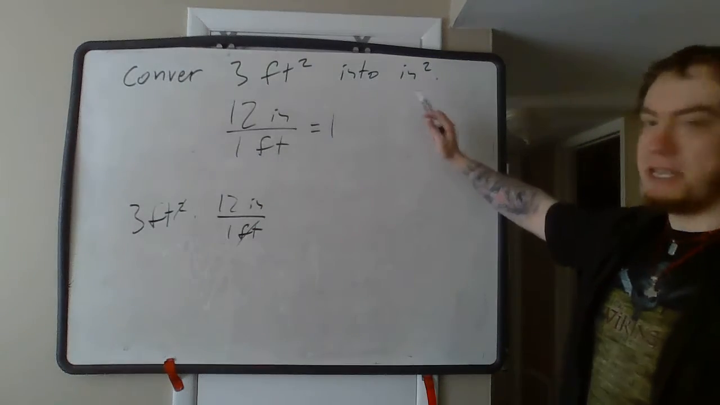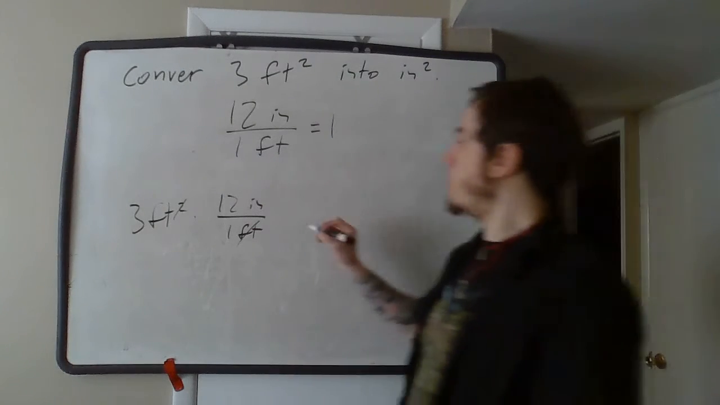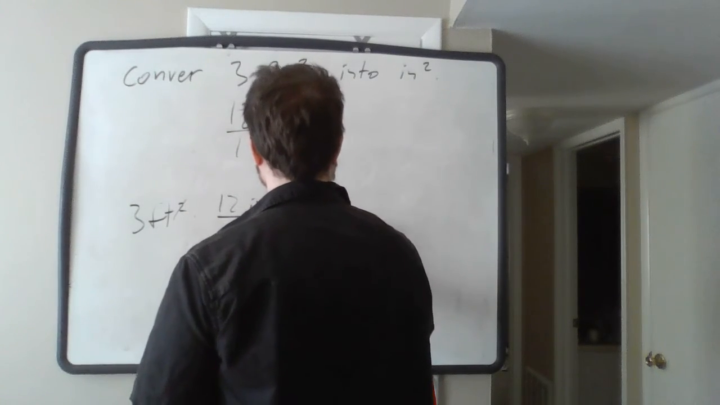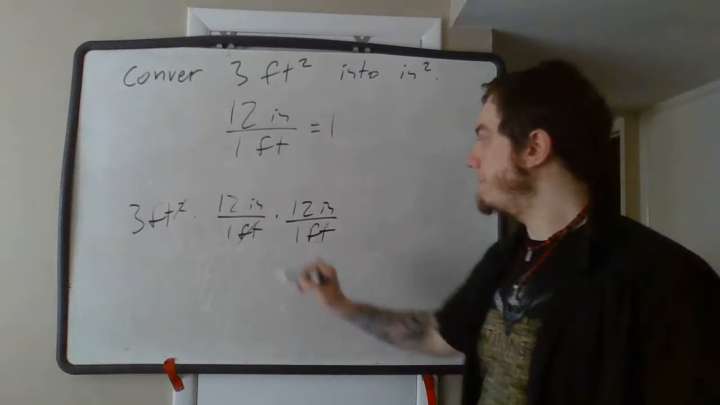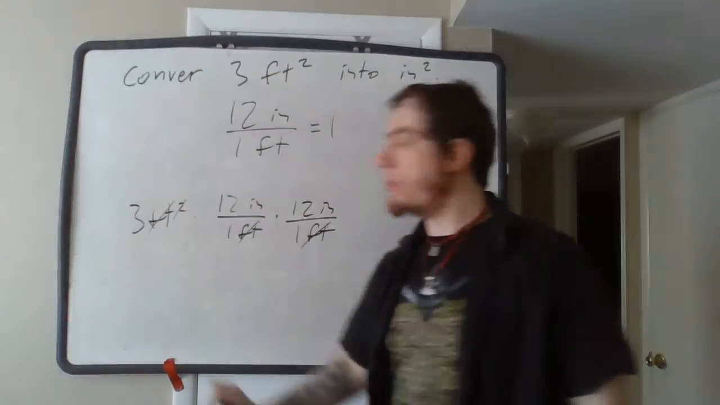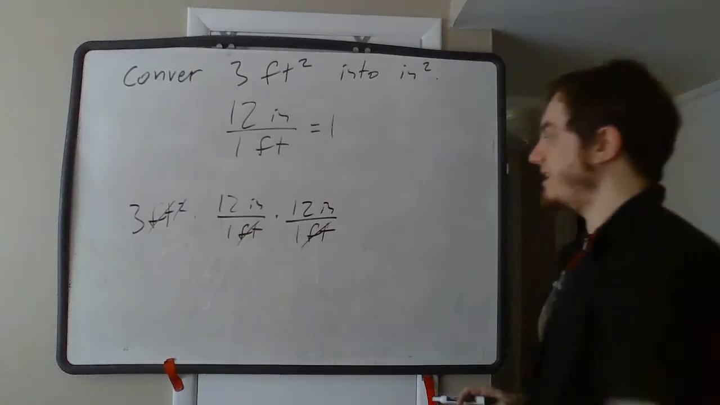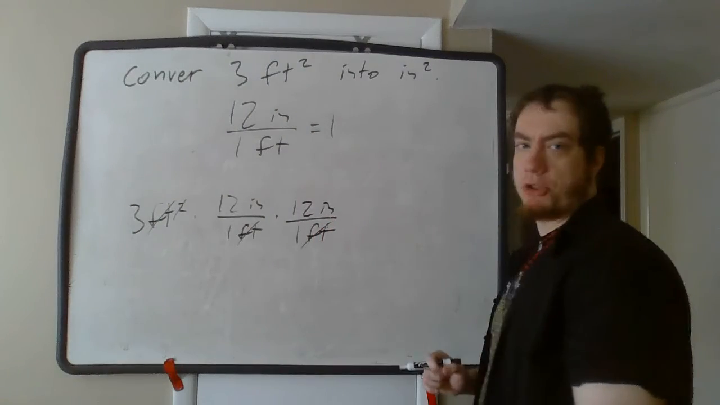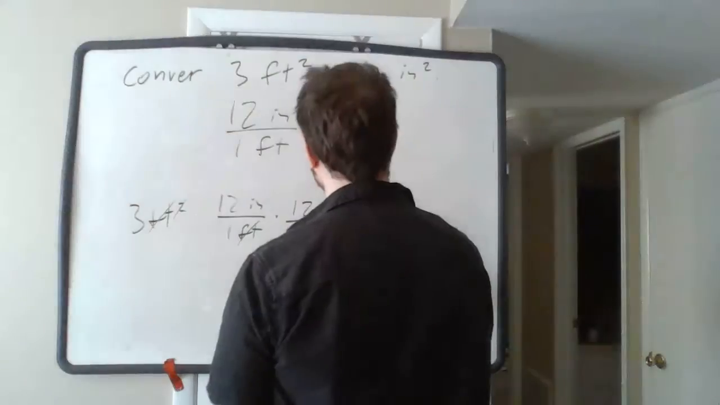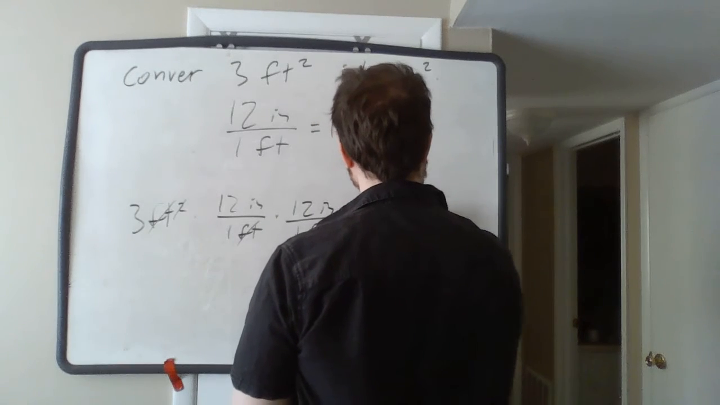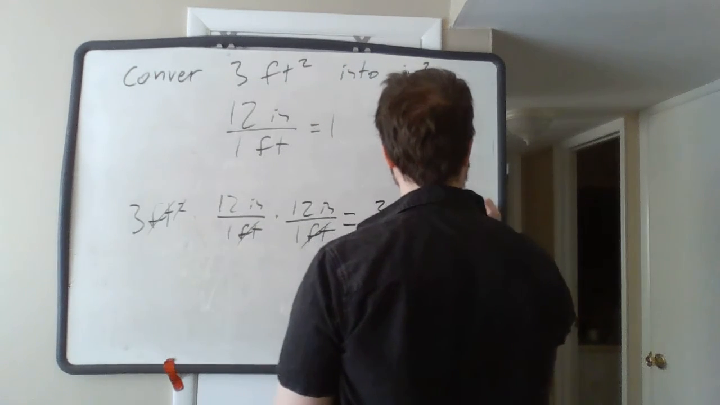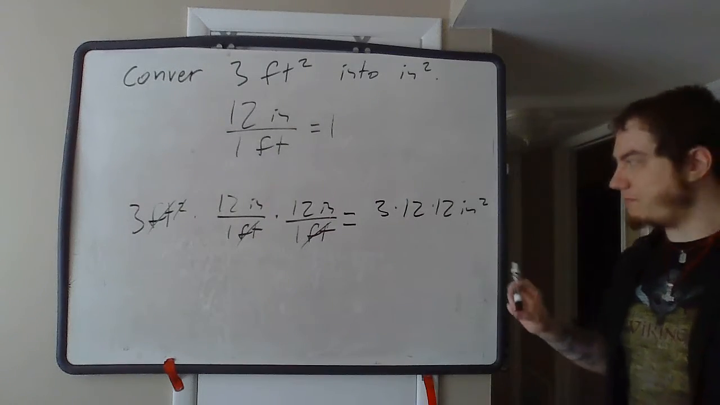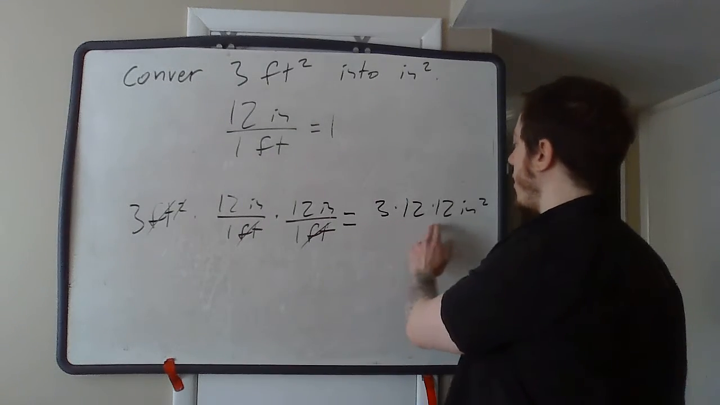I really want inches times inches, so I need to multiply by 12 inches per 1 foot again. Now the other feet unit gets canceled out, and I have 2 inch units that are multiplied together. So this is going to become 3 times 12 times 12 inches squared. This is the correct unit. All I have to do now is to figure out what this is going to be.